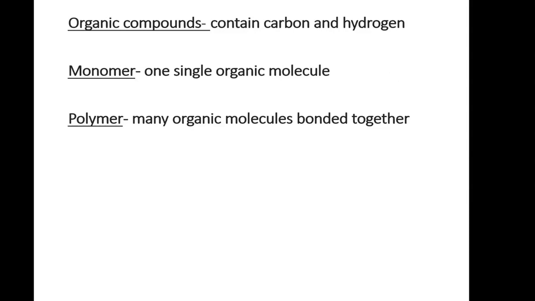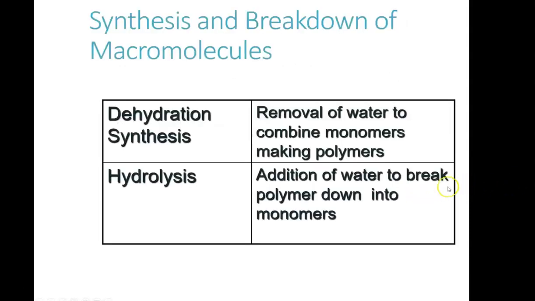But mono means one, so that's going to be one single organic molecule, like glucose is a monomer. If you take a bunch of monomers together and stack them, you get a polymer. Poly means many. So glycogen would be an example of a polymer, many of them stacked together. And so we're going to go over each type, but before that we need to get some vocabulary of what is dehydration synthesis and hydrolysis.